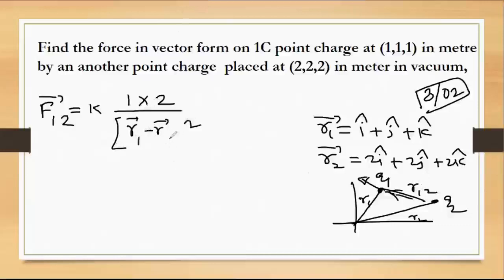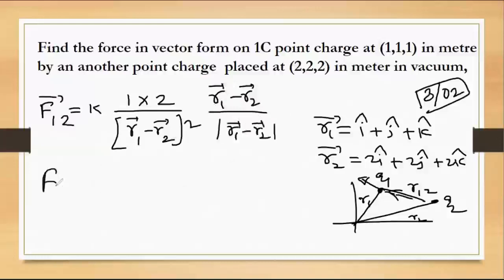R1 minus R2, so there will be no problem because it is a square. But in the unit vector, it will create some problem. So that is why, and here it is a unit vector. That is nothing but r1 to 2 cap, which is nothing but R1 minus R2 by magnitude of R1 minus R2. Or simply you can write F1 to 2.